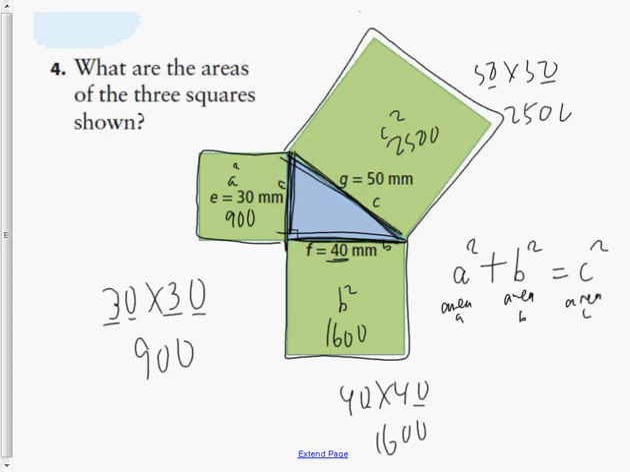Now, if we look at what Pythagoras said, 900 plus 1600 should equal 2500, and it does. So if I look at 1600 plus 900 and add them together, I get 2500.